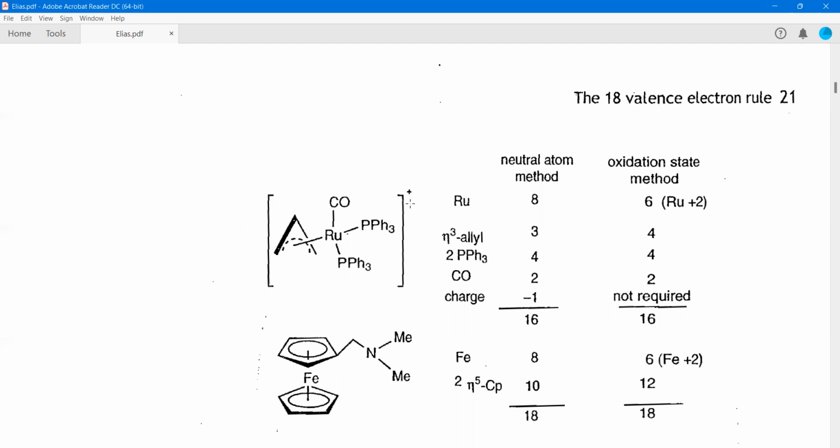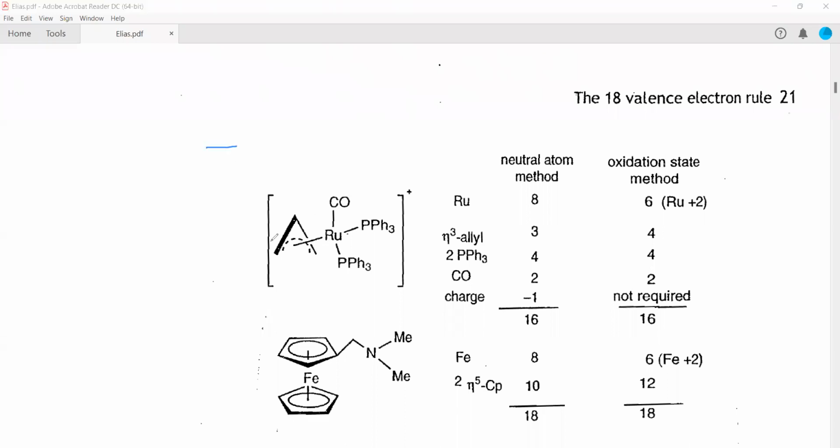From the oxidation state method, you need to first know the oxidation state of the metal. In order to calculate the oxidation state, you must know which types of ligands are present. This allyl has a negative sign. All the rest of the ligands are neutral. So minus 1 plus X, where X is the oxidation state of the metal, has to be equal to +1. So X will be +1 +1, that is 2. So the oxidation state of ruthenium from the oxidation state method is +2. Ruthenium +2 has 6 electrons, right? It used to have 8 electrons when ruthenium was neutral, but now it is +2.